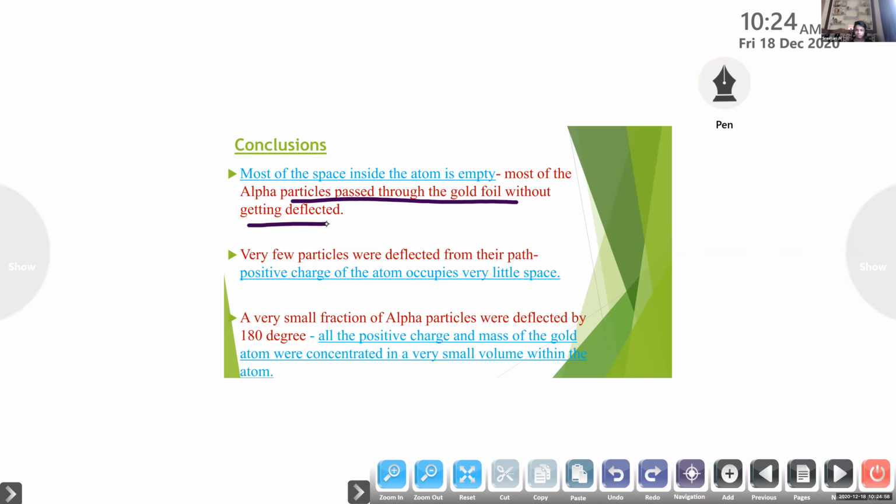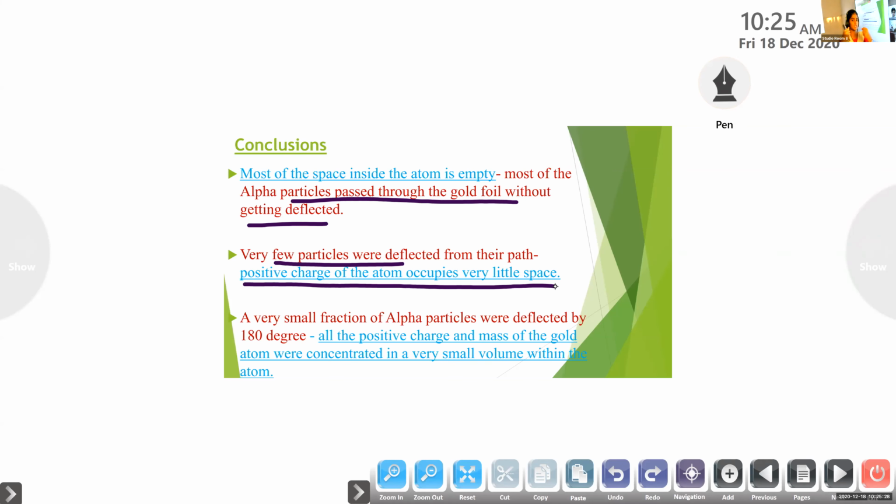Okay, then the next one. Very few particles were deflected from their path. They are deflected because there is some hindrance there, right? So the positive charge of the atom occupies very little space. Here, the alpha particles are also positively charged, right?